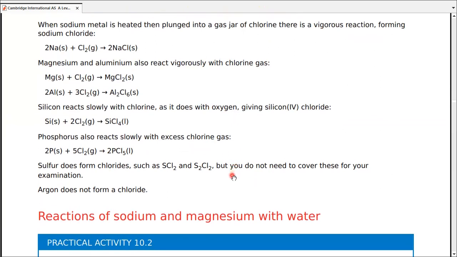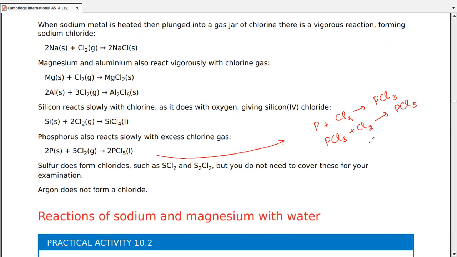Silicon reacts slowly with chlorine, as it does with oxygen, which produces silicon(IV) oxide; here, silicon(IV) chloride. Now, phosphorus is going to react slowly with excess chlorine. To be a little more clear about this, phosphorus can react with chlorine in such a way that it can form PCl3, but PCl3 isn't a very stable chloride. So if there is excess, PCl3 can easily be converted into PCl5 upon further chlorination. So this is what you get. So they try to stick to this one as a final equation.